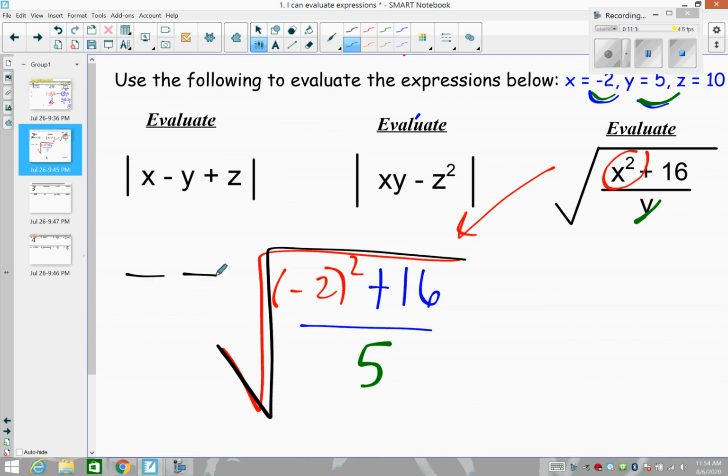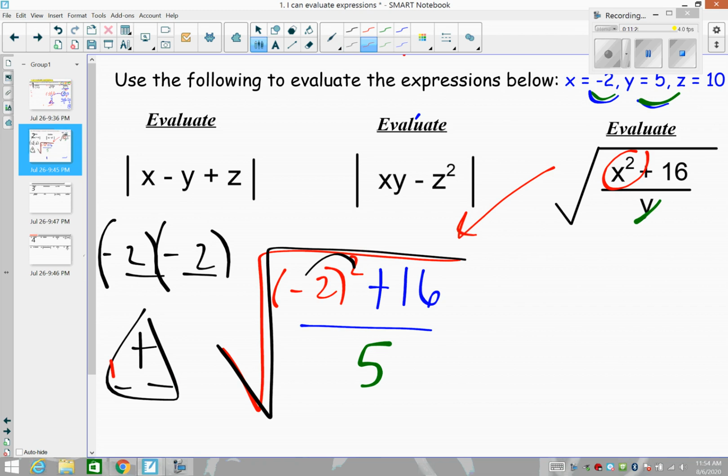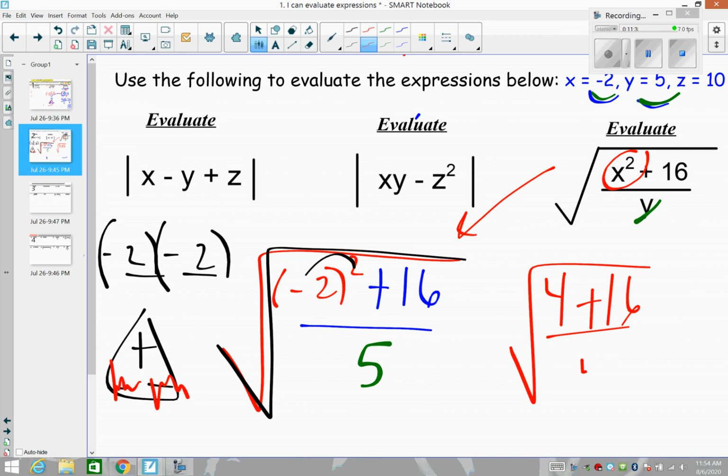So the first quantity says I need 2 of that thing. Negative 2 multiplied by negative 2. I just solved this problem, so this is a good practice. So we end up with a negative times a negative is a positive 4. We add 16, and then we divide by 5. So 4 plus 16 is 20, and then we divide by 5, all inside the square root.